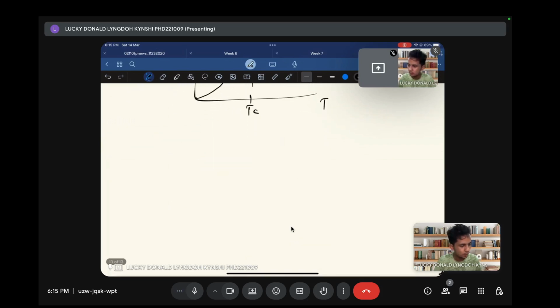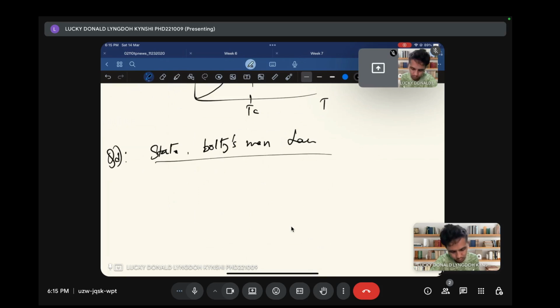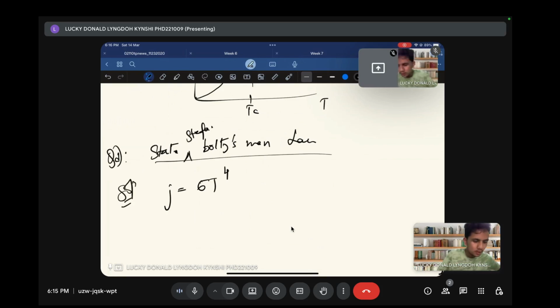And finally your last question, question number D, which is to state the Stefan Boltzmann law. So I will just write J is equal to sigma T to the power 4. Stefan Boltzmann's law says that the power radiated, this is the same thing as your black body radiation, relates how the energy radiated from a black body depends on temperature.